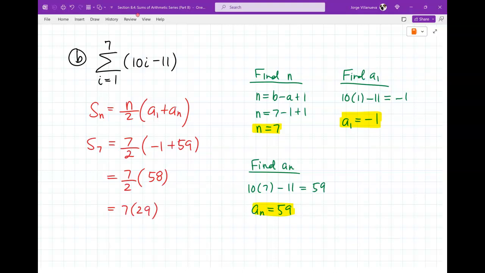And 7 times 29, let's just do that over here on the side. So that gives me a 63, and that's 14, so it's 203. And there you go.